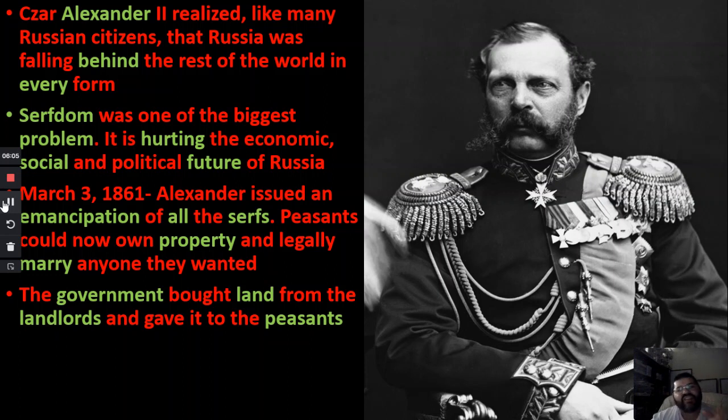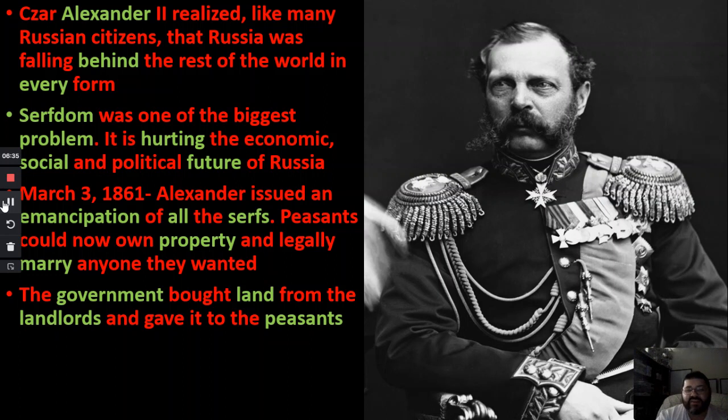He was like, this is what's wrong. This is what's hurting the economy, our social structure, and our political future. Having this whole thing with the lords and nobles and things like that, we need to get rid of that. So on March 3rd, 1861, he issued the emancipation of all serfs, basically saying you're free. You're completely free. You don't owe any lord or noble and things like that.